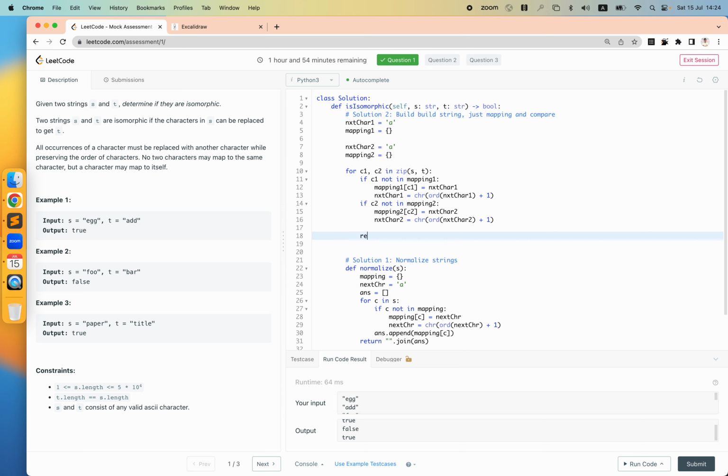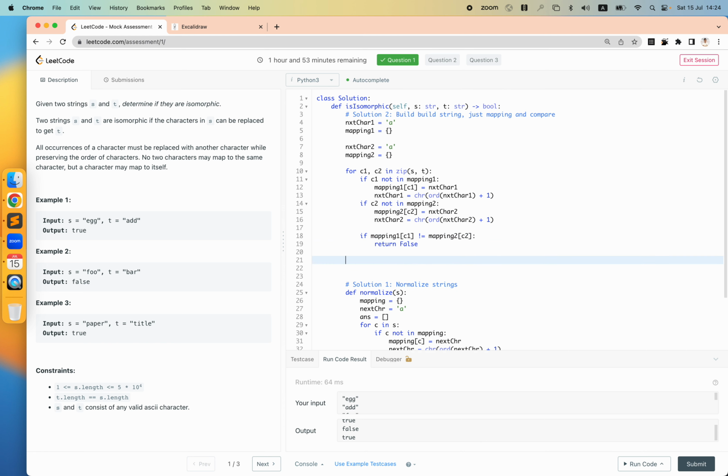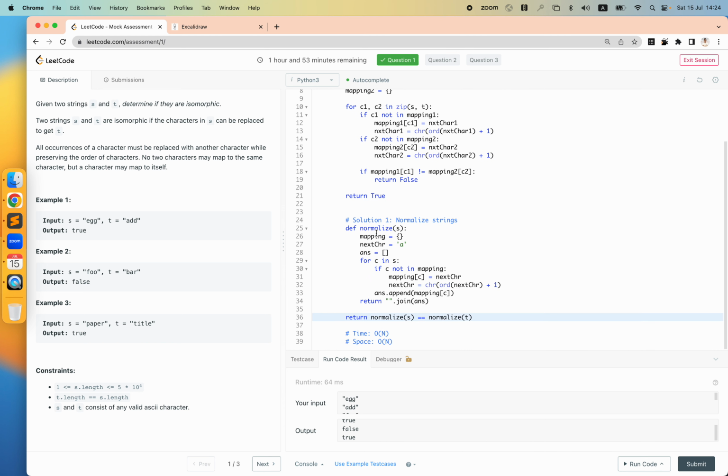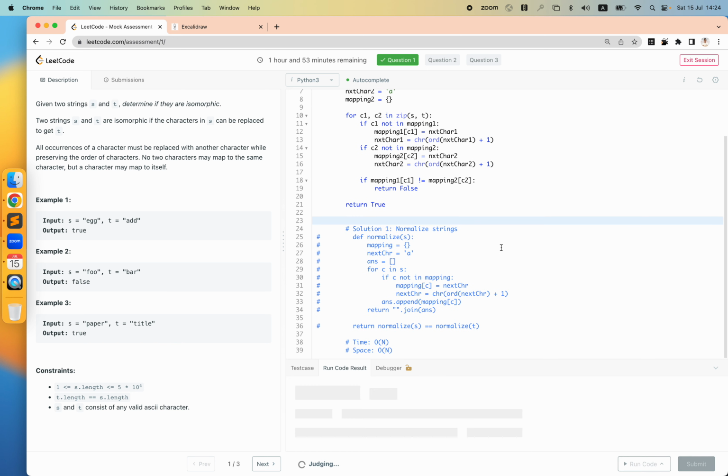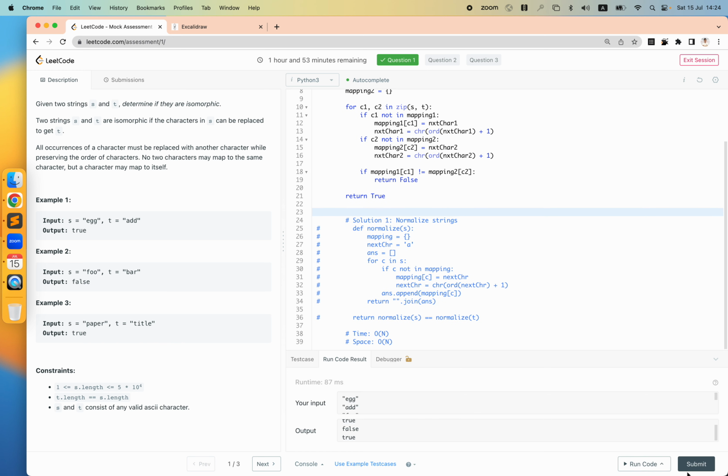All I need to do is return false if the mapping of this one is different from this one. That's mapping 1 versus mapping 2. Yes, I don't need to normalize like this. I normalize, but I don't build this string.